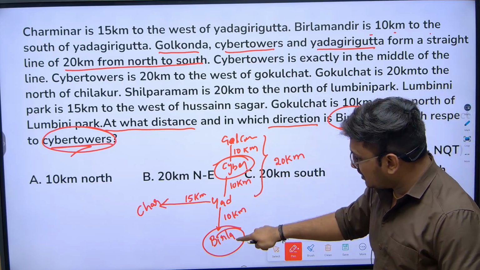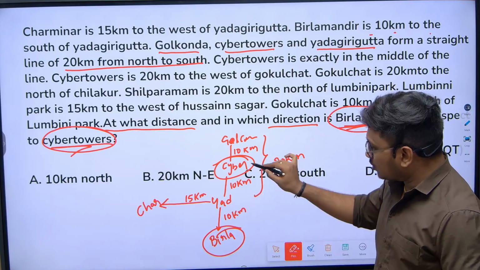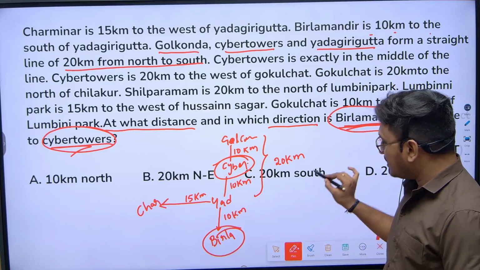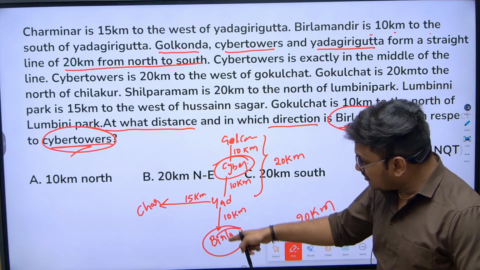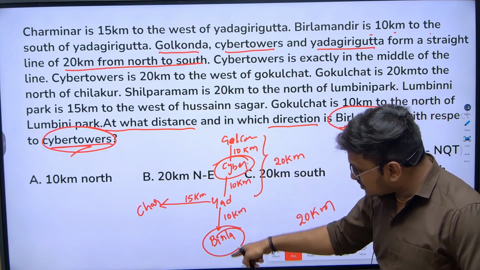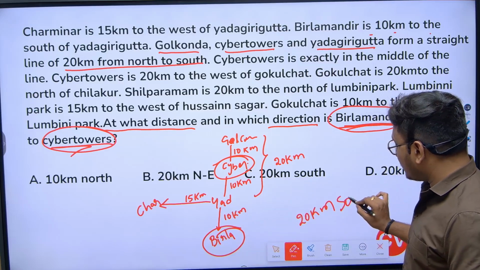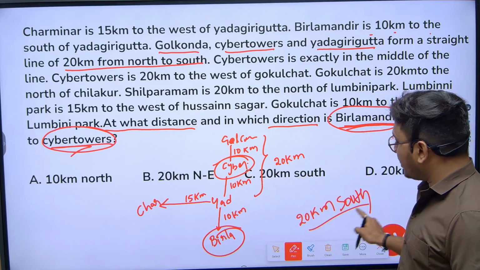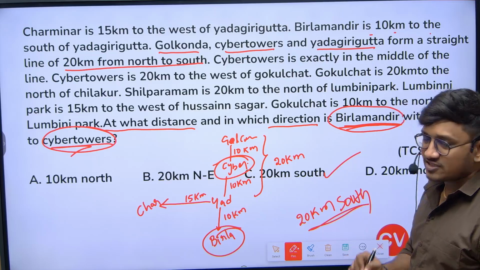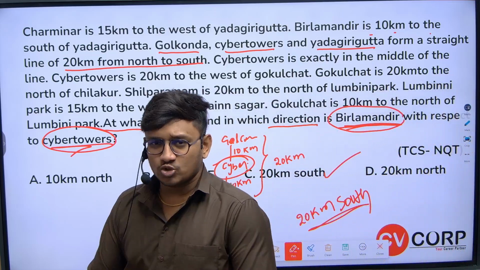Birla Mandir with respect to Cyber Towers: here to here 10 kilometers, here to here 10 kilometers. Total from Cyber Towers to Birla Mandir, it is 20 kilometers. And in which direction? Exactly in the straight line towards downside, means south. So the answer is Birla Mandir with respect to Cyber Towers is 20 kilometers south. Option C is correct.